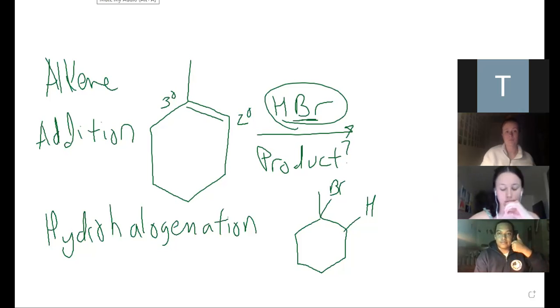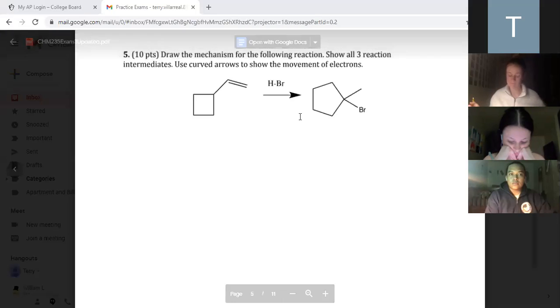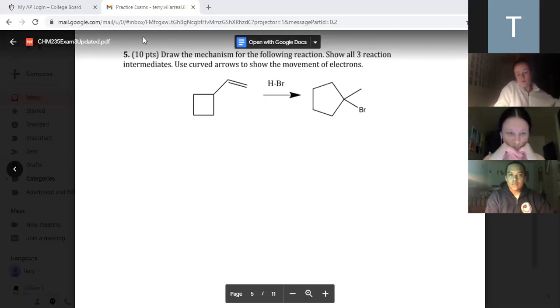Okay. So these are just the general rules that you need to keep in mind. So let's go back to the other one. So try and work on this for the mechanism. I'll give you guys a couple of minutes to do it, and we'll come back to this.